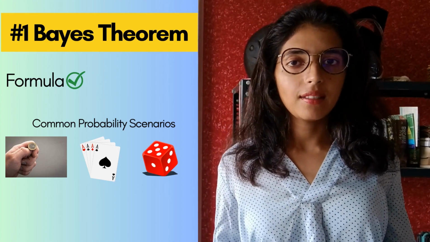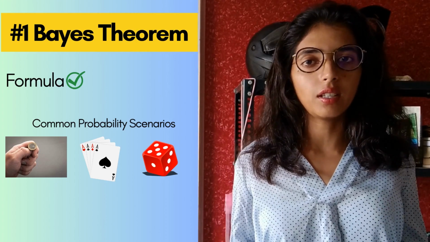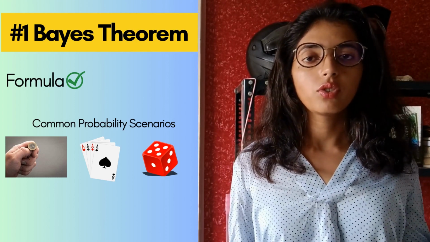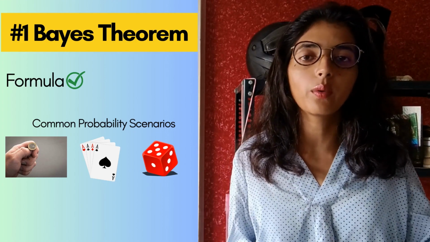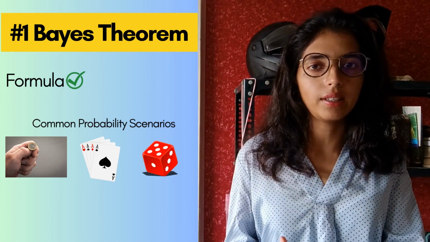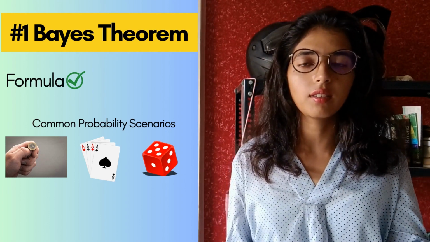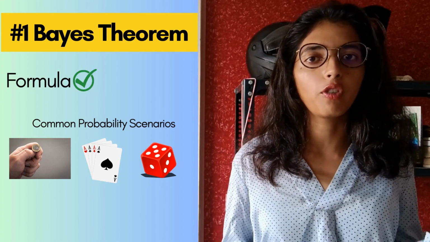So the first one is Bayes' theorem, which is the probability of an event occurring based on the knowledge of the conditions which are related to the event. You need to know the formula of Bayes' theorem because this will help you in solving the questions which will be asked by your interviewers. Questions revolving around your coins, or your deck of cards or your dice. All these questions will be very easy to solve once you know the formula of Bayes' theorem.